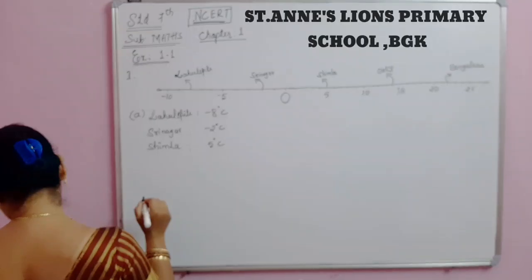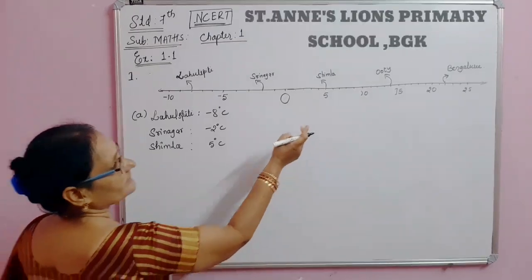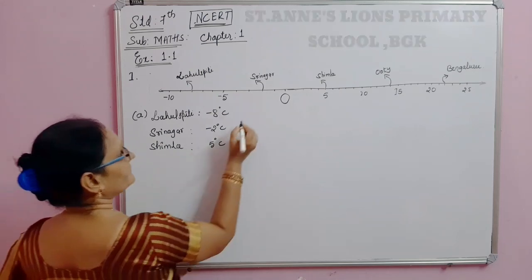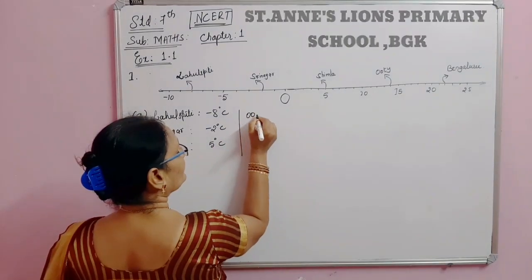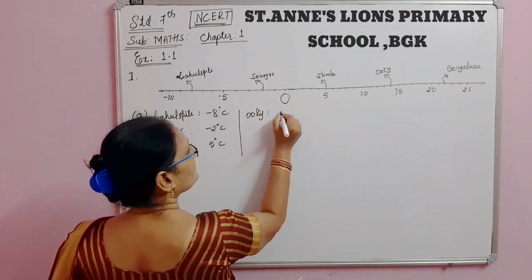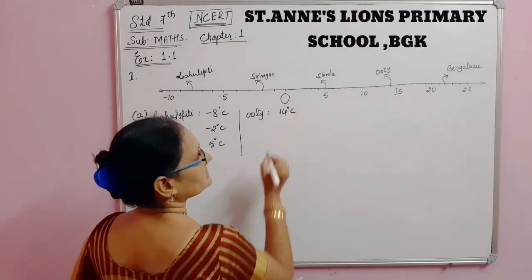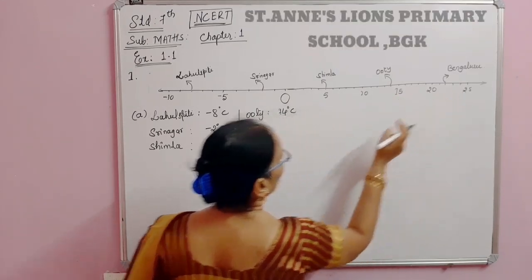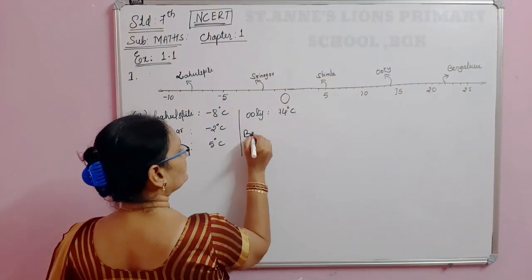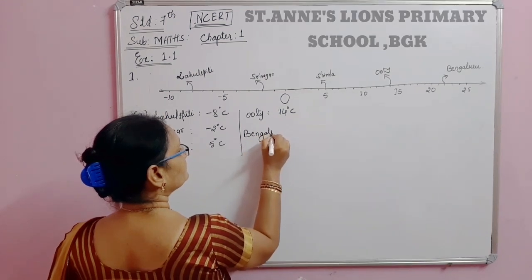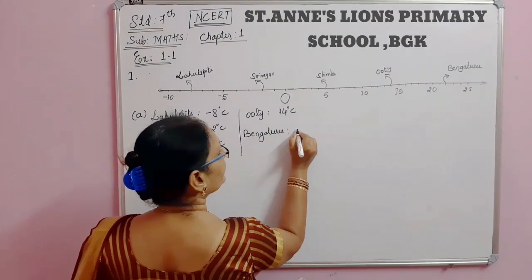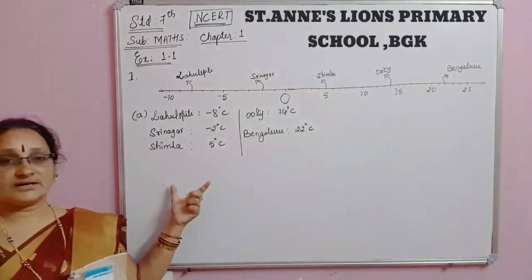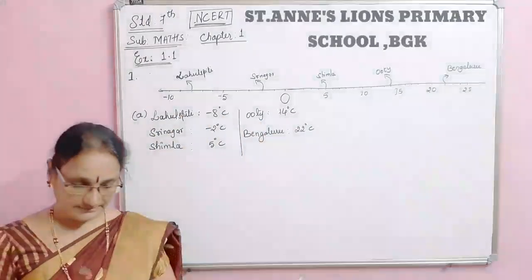5 degree Celsius. Then next comes, see, this is 15. Previous of that means 14. That place is Ooty. Ooty is 14 degree Celsius. Then next comes, here this is 15, 20, 21, 22. Bengaluru. Bengaluru is 22 degree Celsius. These are the temperatures of the given places on the number line.